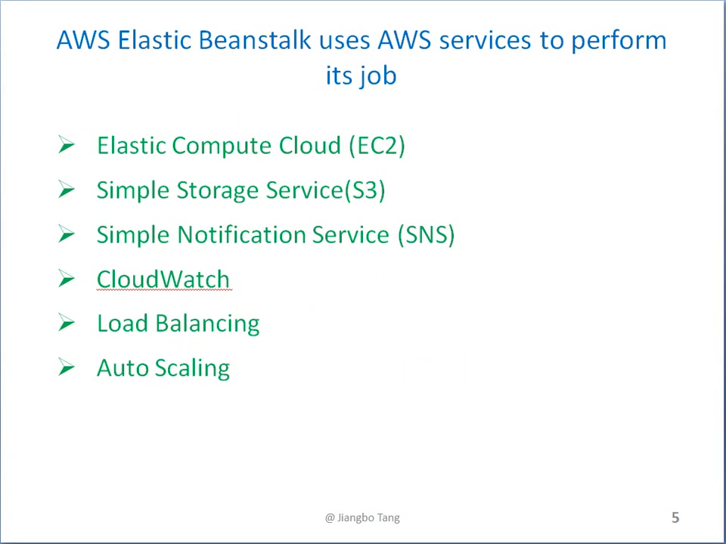It will do capacity provisioning, and also set up your load balancing, auto scaling, and application health monitoring. It does all that because it uses AWS resources. For example, it uses Elastic Compute Cloud, EC2, and also the Simple Storage Service, S3. You can imagine your application will be stored in a bucket, as an object in S3. It also sometimes uses the Simple Notification Service, and CloudWatch, which is a mechanism for triggering an auto scaling event, and you also use load balancing.